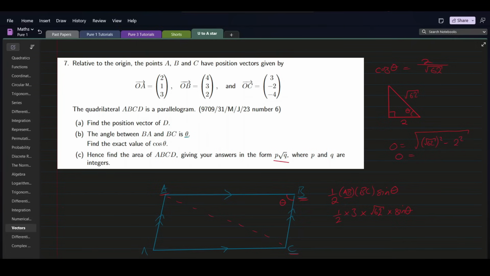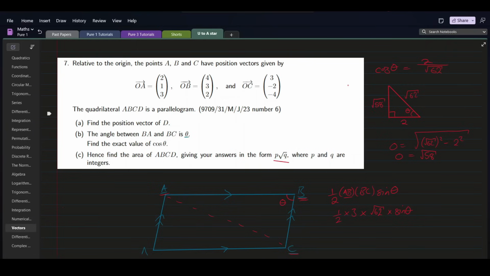Let's punch that into the calculator to evaluate the length of our opposite. So that's the square root of root 62 squared minus 2 squared, and that gives us root 58. Okay, so that would mean that this side over here on our triangle is root 58.